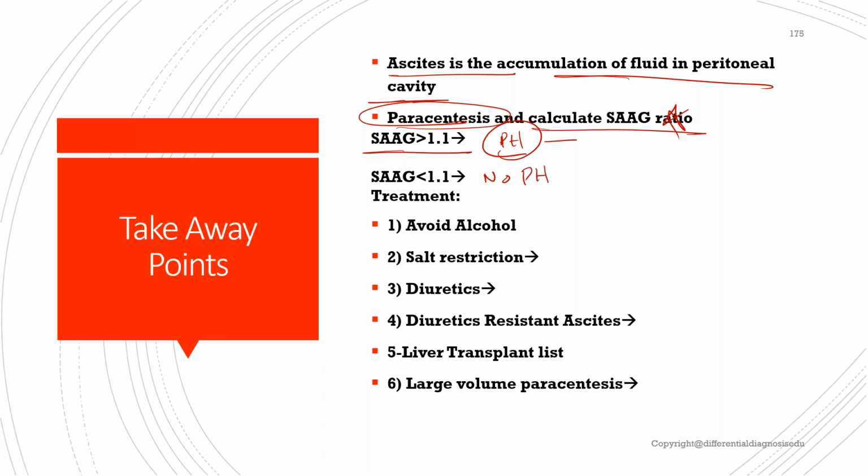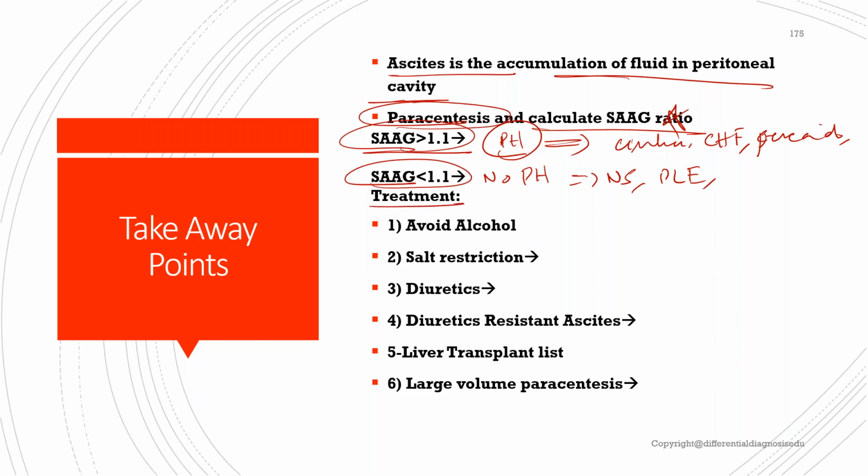Portal hypertension has different causes. Important ones: cirrhosis, CHF, constrictive pericarditis, Budd-Chiari syndrome. No portal hypertension, think about nephrotic syndrome, protein losing enteropathy, peritoneal carcinomatosis. But the idea of the SAG gradient is that you are assessing whether the patient has portal hypertension or not.